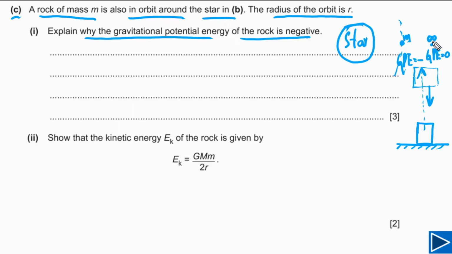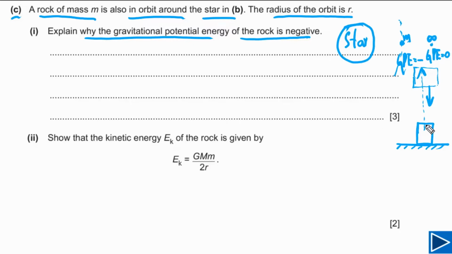But in this case, we are assuming that the maximum gravitational potential energy is at infinity, and that we take as equal to 0. So between the star and infinity, gravitational potential energy has to be lower than GPE at infinity. So the only possibility is that it has to be negative.